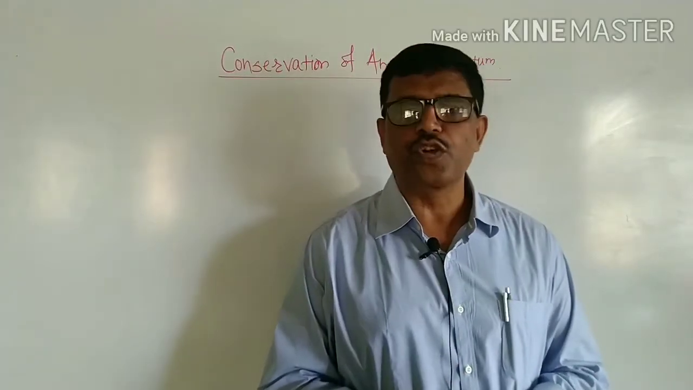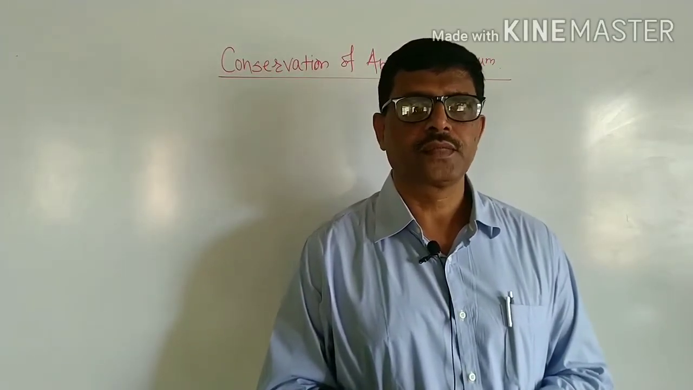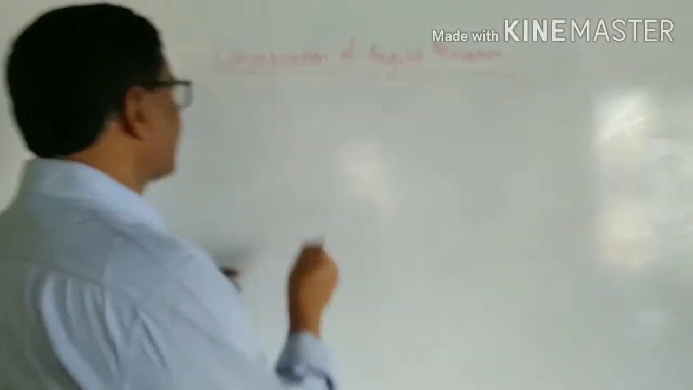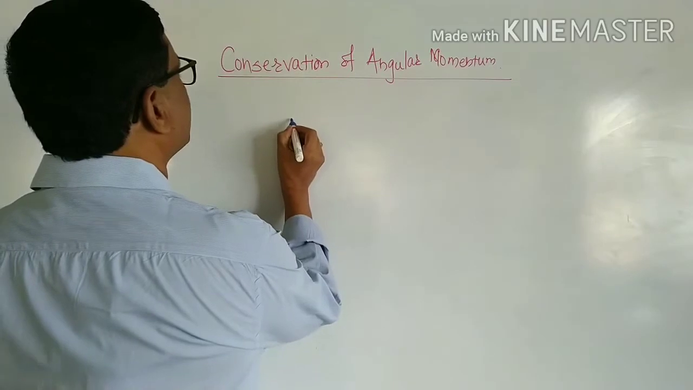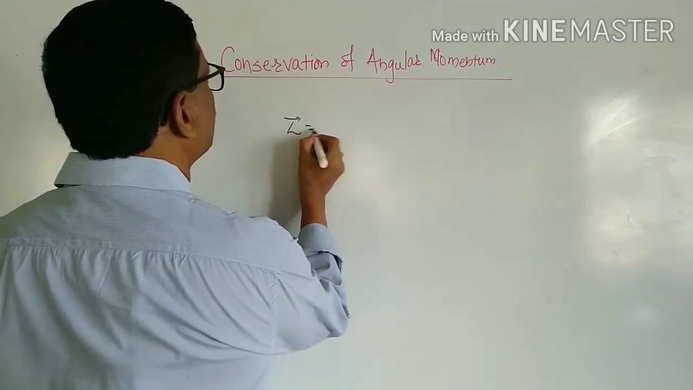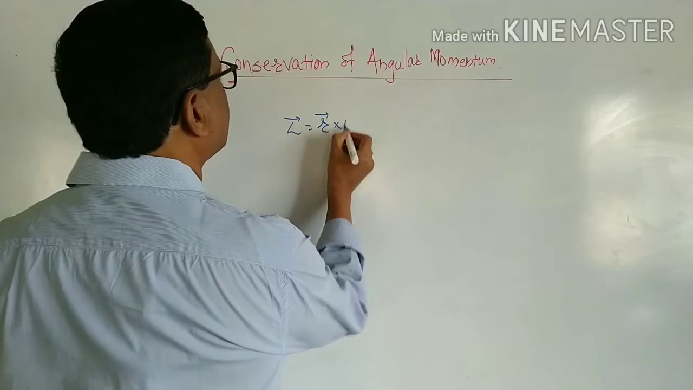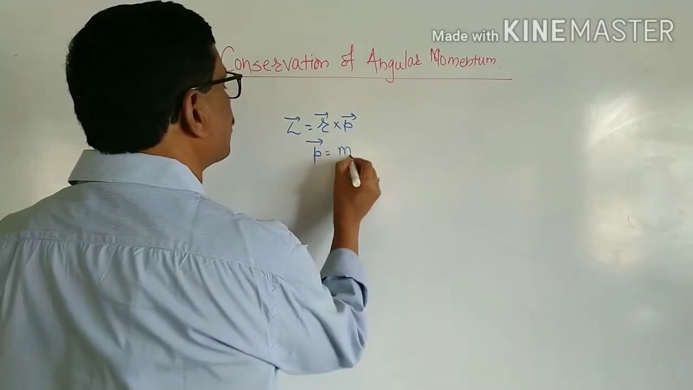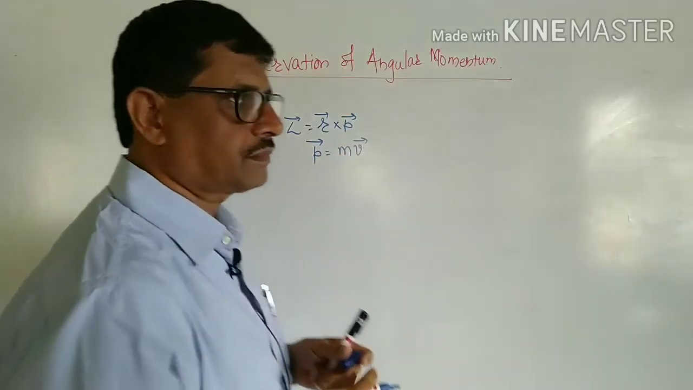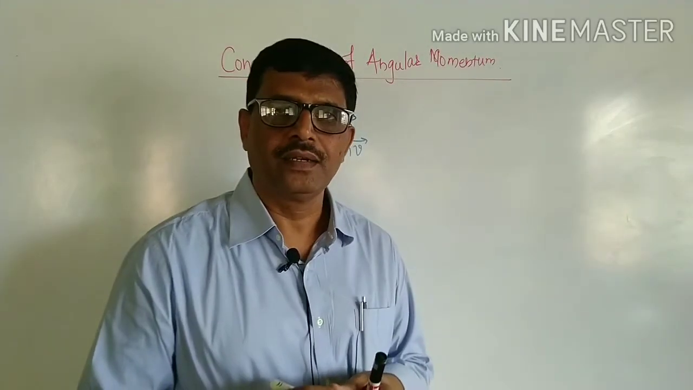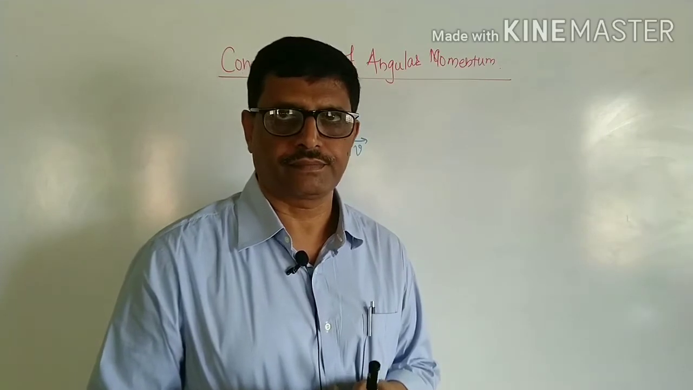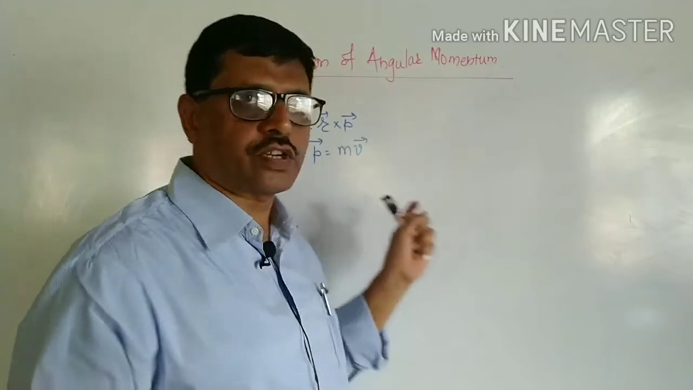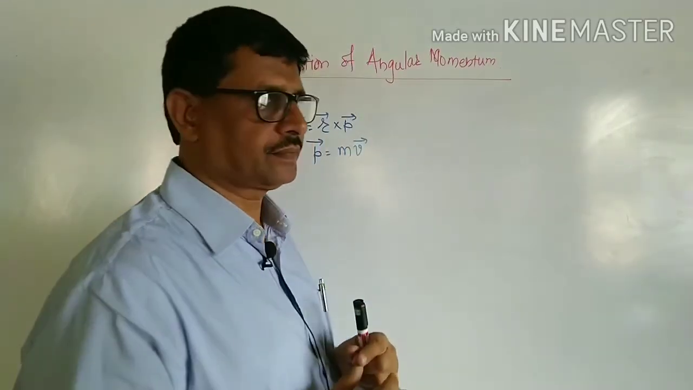Angular momentum in rotation is moment of momentum. Therefore, angular momentum in rotation is given by vector L is equal to vector R cross vector P, where vector P is the linear momentum. This linear momentum is the product of mass and velocity.